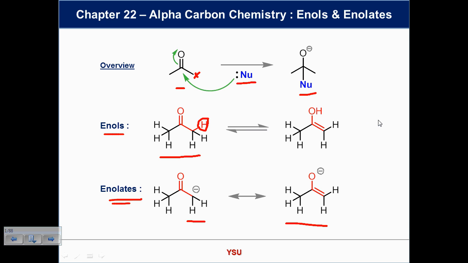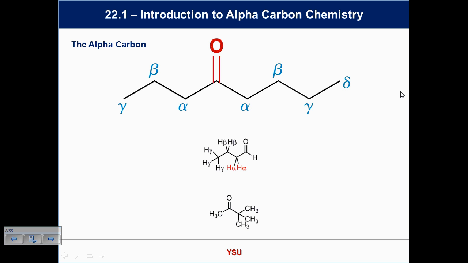You can't be taking protons off any single carbon. It has to be in a certain place, and that's what this slide is about. This is defining the geography of a carbonyl system beyond where we've been before. Everything we've done so far has been attack at the carbonyl carbon right there. We will do a lot of that.